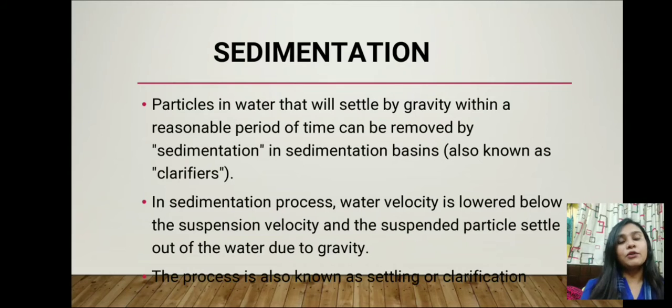After flocculation, the process we need is sedimentation. In sedimentation, we send the flocs to the bottom of the container. The particles in water that will settle by gravity within a reasonable period of time can be removed by sedimentation in sedimentation basins, also known as clarifiers. The flocs that we get from the flocculation process go down to the sedimentation basins, and then we can easily remove them. This sedimentation process is done by gravity.